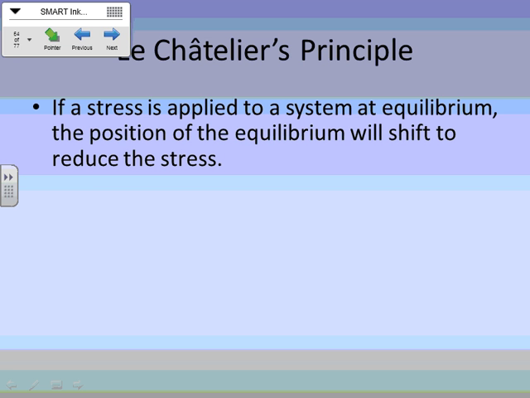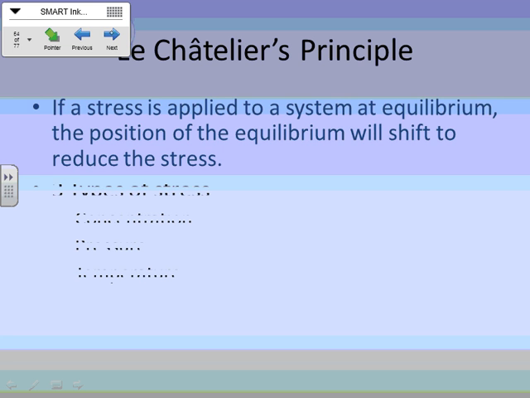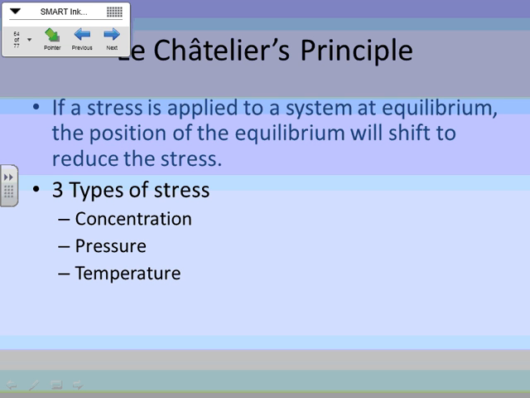Alright, so we're prepared this morning, that's good. If a stress is applied to a system at equilibrium, and a stress just means if we change something in the system, okay, if we do something to it, the equilibrium is going to shift to sort of reduce that stress, okay? So the three types of stress that we're really going to focus on here: changing the concentration, changing the pressure, changing the temperature, okay? Those three things.